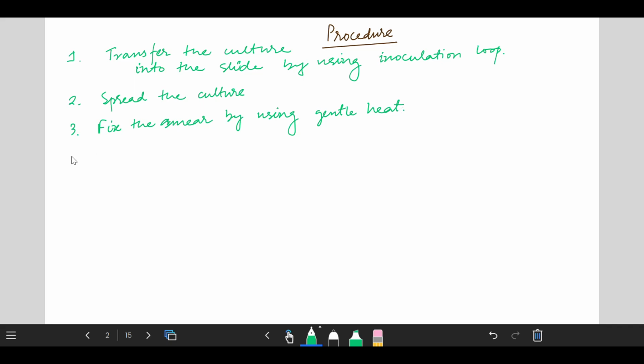Okay. And in the fourth step, we use primary stain or crystal violet over the smear and wait for a few seconds. It can be 10 to 60 seconds. And excess stain is rinsed with water. Mind it, the goal is to wash off the stain, not the loss of culture. Okay. So the primary stain is applied and rinsed after a few seconds.